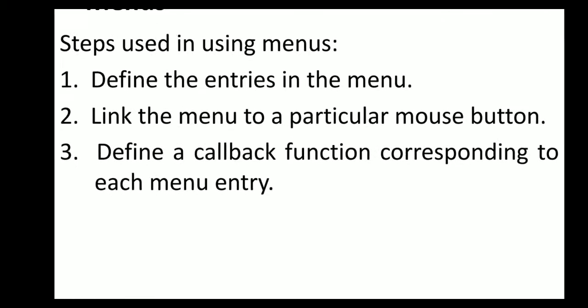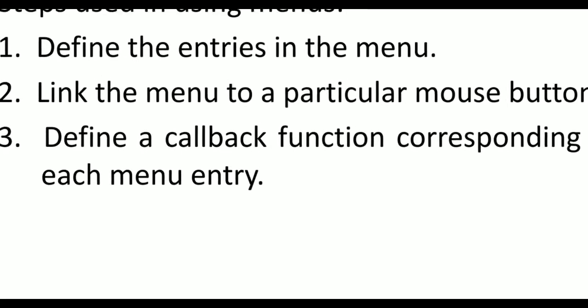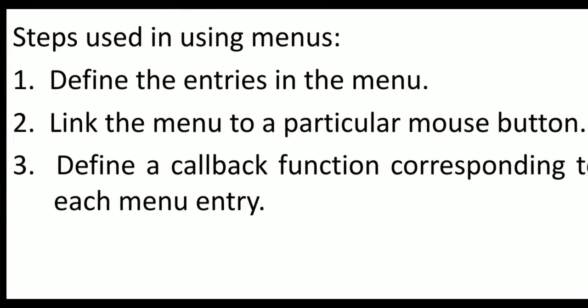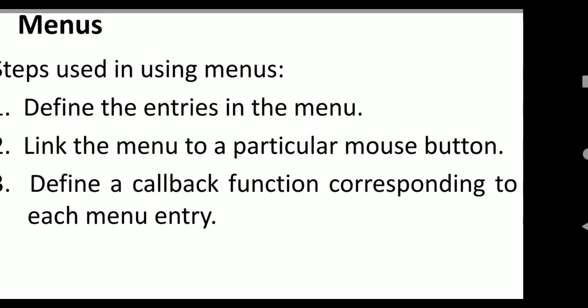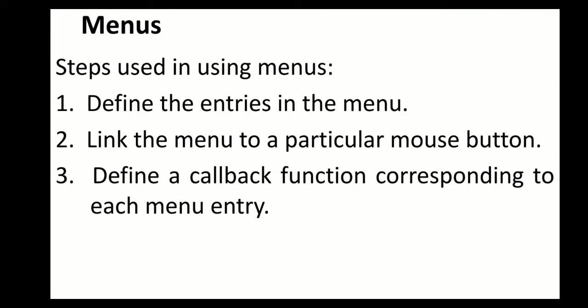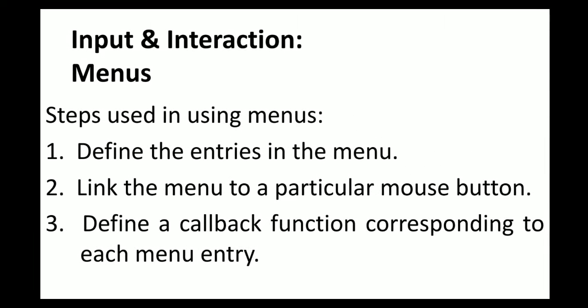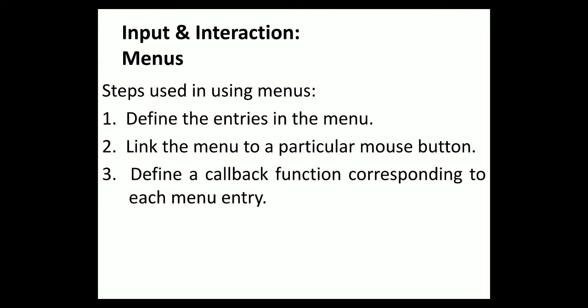So in this case, the steps involved in using the menus: the first one is we are supposed to define the entries in the menu. Then we are supposed to link the menu to a particular mouse button. Any number of entries can be added into the menu, and all together can be linked with one of the mouse buttons. Default is the right button. And then we are going to define the callback function, which is nothing but your mouse function, and will be called by the glutMouseFunc method.